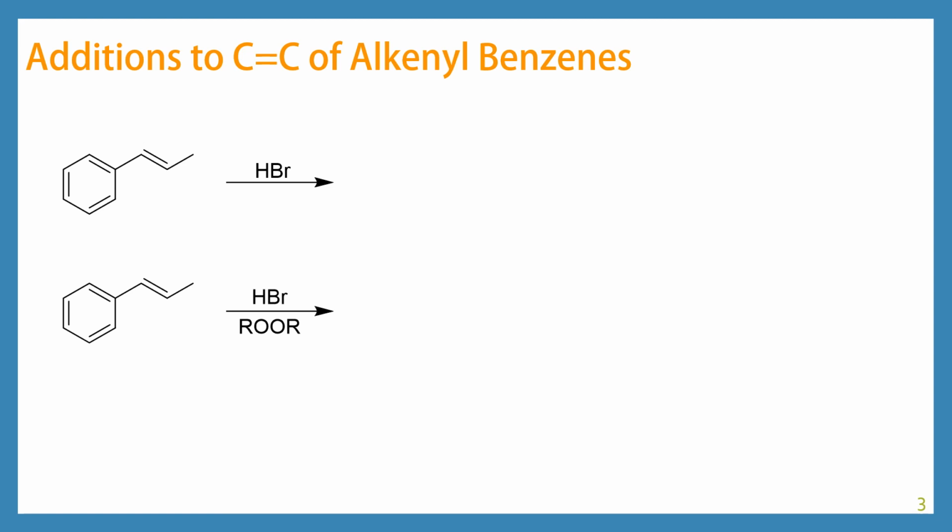We can also do additions to the carbon-carbon double bond of alkenyl benzenes. In this top reaction, we have hydrobromic acid, and we do have a conjugated system. However, previously we saw with conjugated systems that 1,4 addition is a possibility. You're not going to be able to pull off a 1,4 addition in this situation because one of those carbons is going to be aromatic. So that's not going to be something that we consider here.